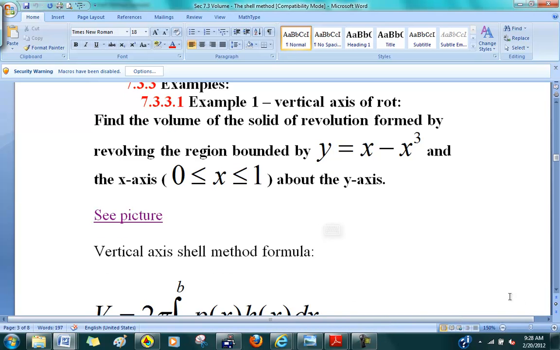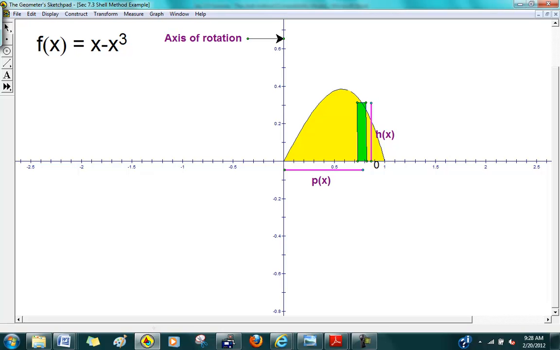All right, so the first example is rotating the region bounded by the curve y equals x minus x cubed and the x-axis between x equals 0 and 1, about the y-axis. So here's the picture, and this is what it looks like. We are rotating this yellow region about the y-axis. Notice that the representative rectangle is vertical, and as you can see, you're going to get a hole generated here because the axis of rotation is not along the boundary of the curve. So you're going to get some funky shape with the hole right in here, like so.